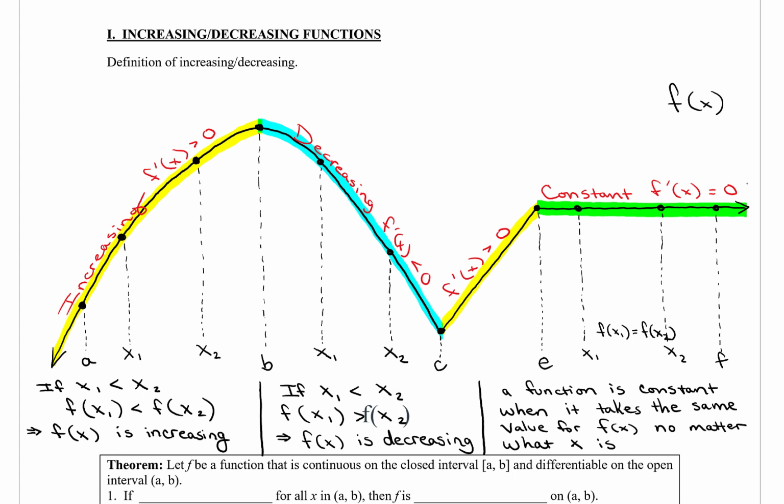I'm going to circle the point where x is equal to b. I'm going to draw an arrow pointing at it, and I'm going to write down the words relative maximum. This point at x equal to b is going to represent a relative maximum.